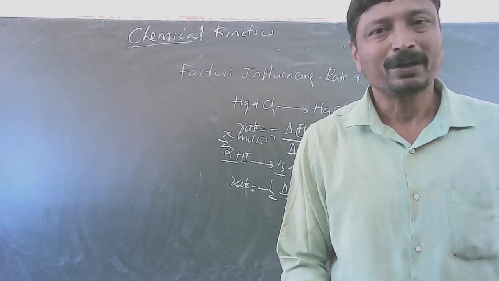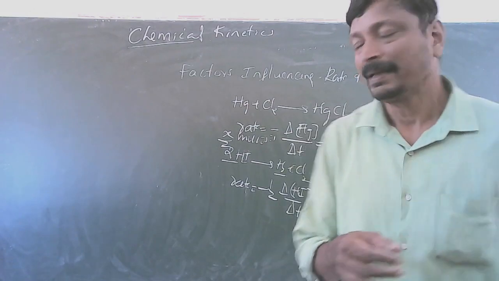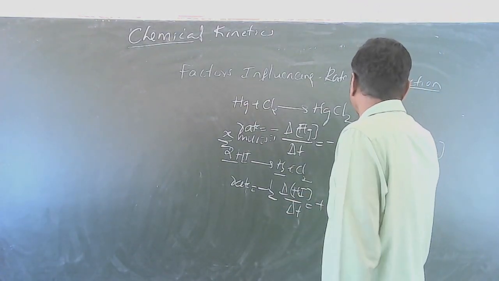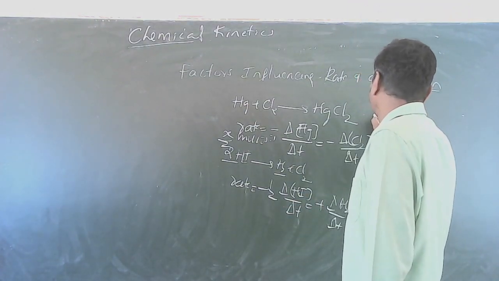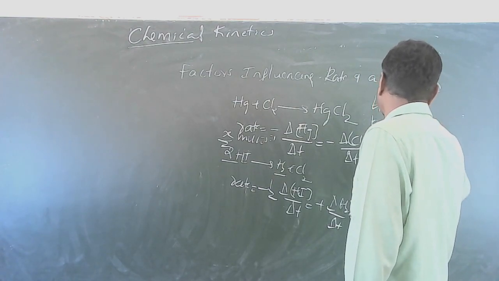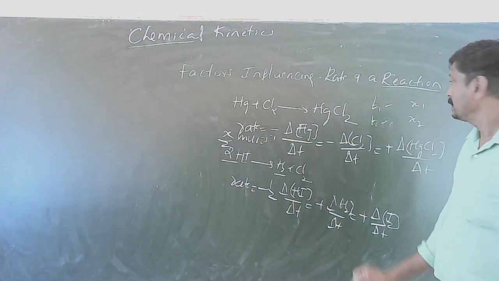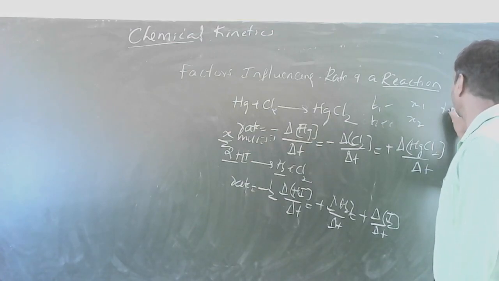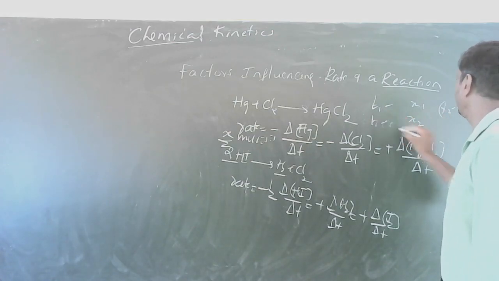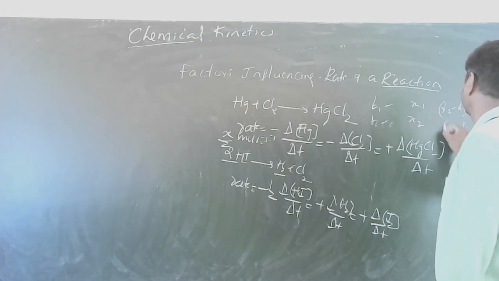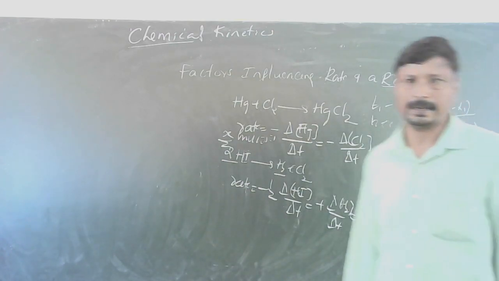Suppose the molar concentration of the reactant at T1 minute is X1 and at T2 minute is X2. Then change in molar concentration is what? X2 minus X1, and time taken is what? T2 minus T1. So we have to divide it to get that value.